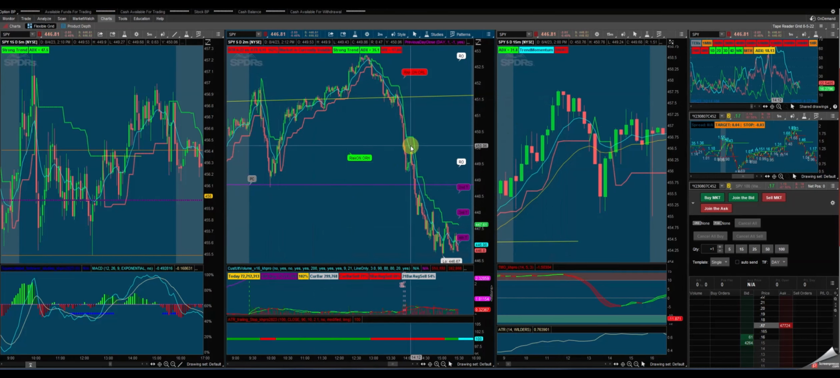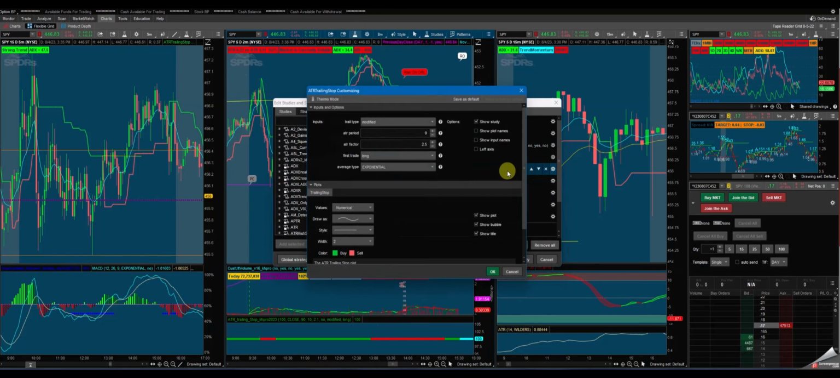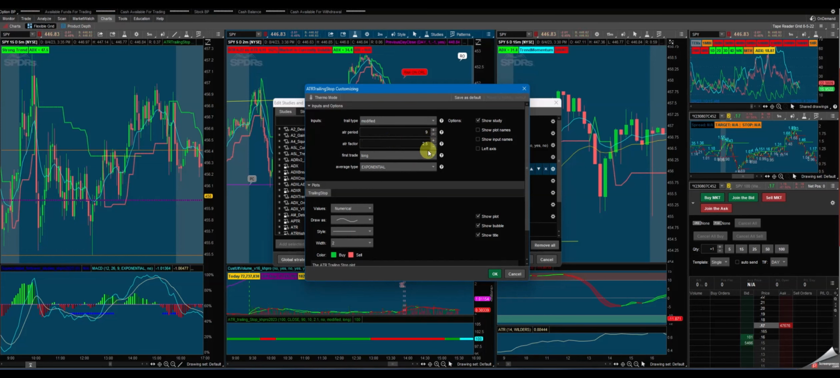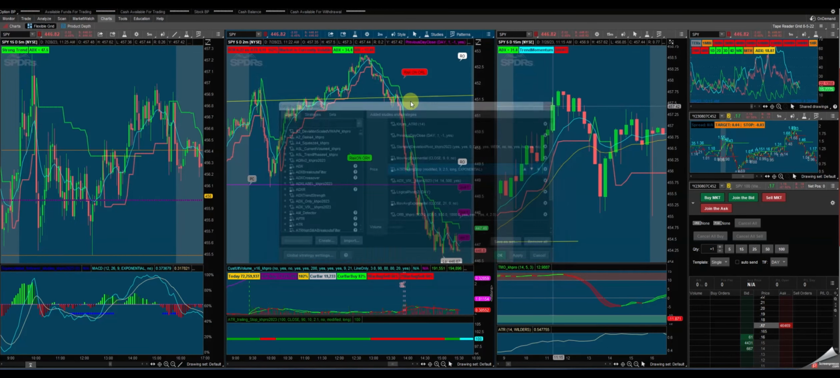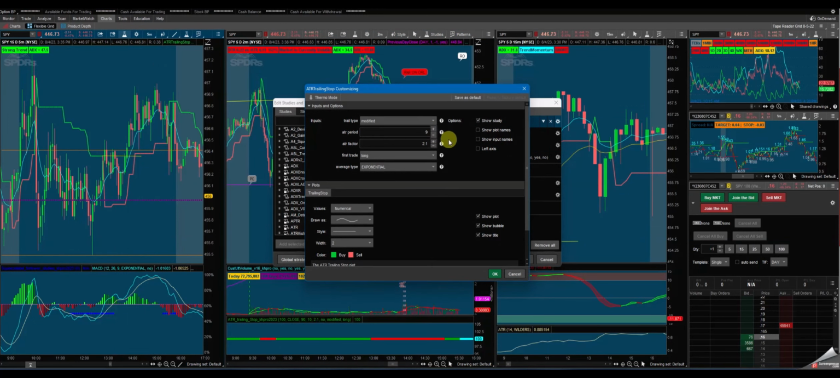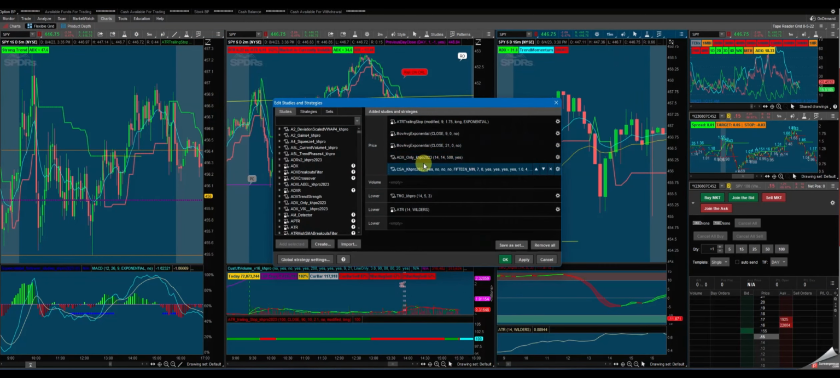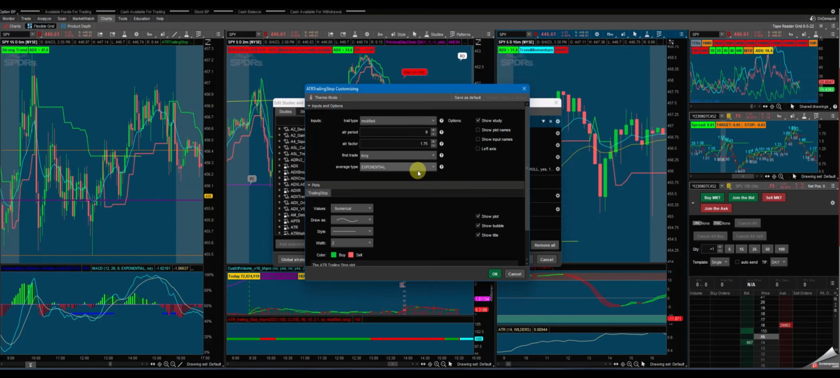But really, the 2-minute ATR is 9, 2.5, and exponential. The 5-minute is 9, 2.1, and exponential. And the 15-minute, should you just want to have it up, is 9, 175, exponential.